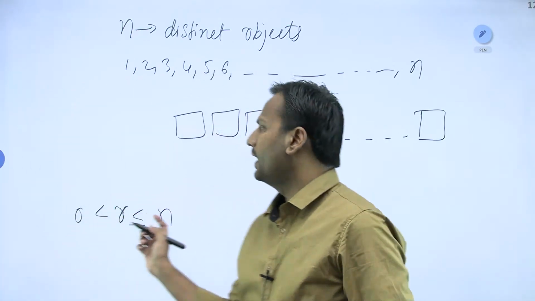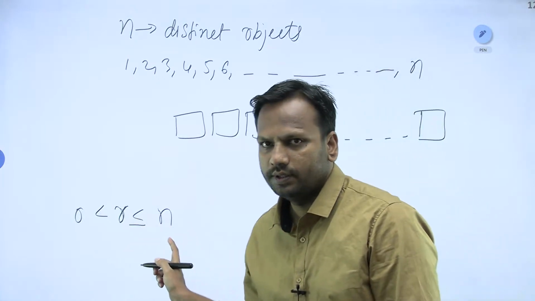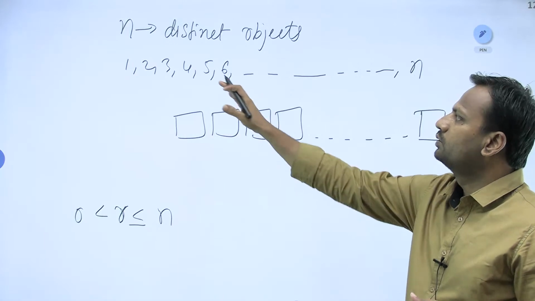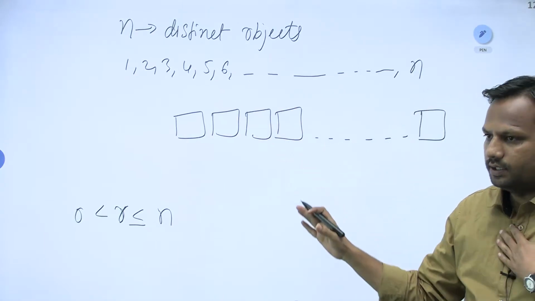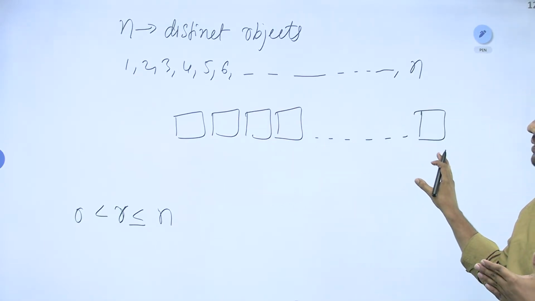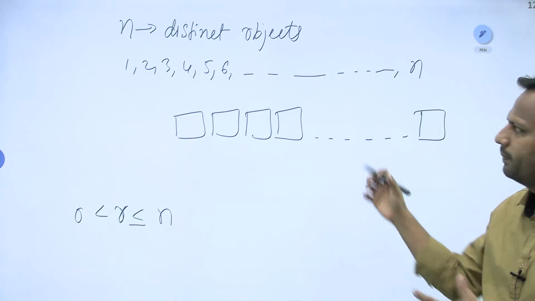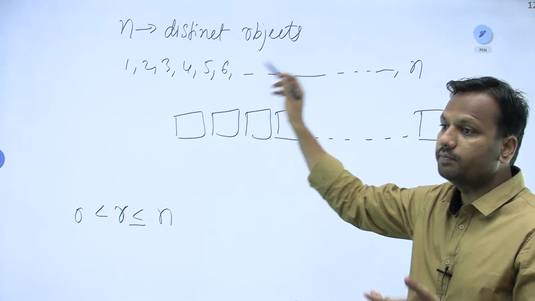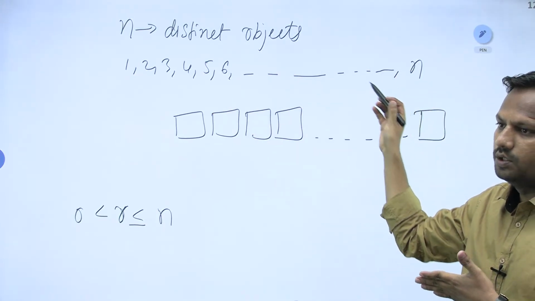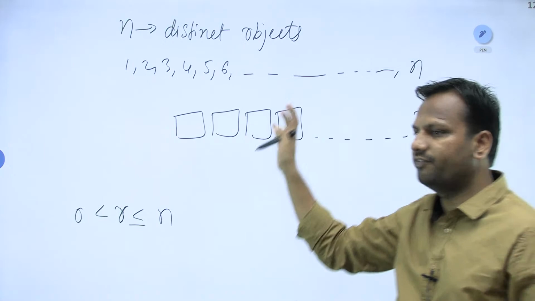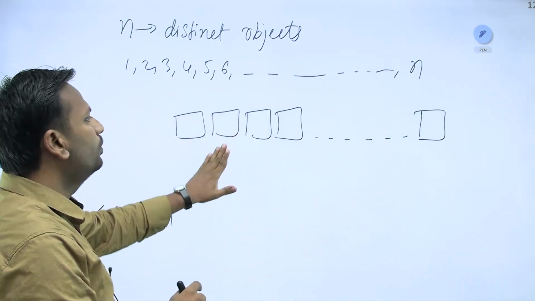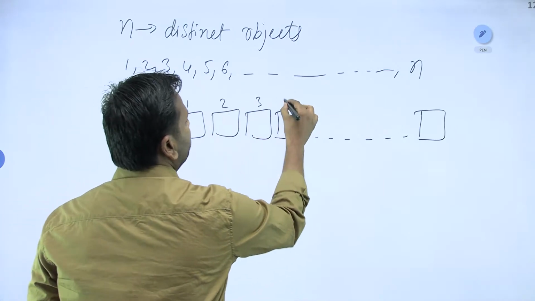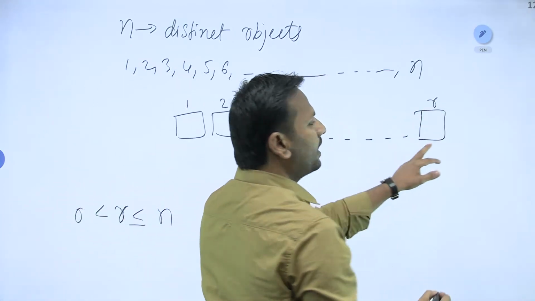Got it? So r lies from what here? 0 to n, where 0 is not included. At least one you have to arrange, right? So out of n distinct objects, I wish to arrange r objects. r may be 6, r may be 3, r may be 100, right? Got it now? There are n different objects. I have to arrange only r number of objects: first box, second box, third box, fourth box, and so on up to the rth box.